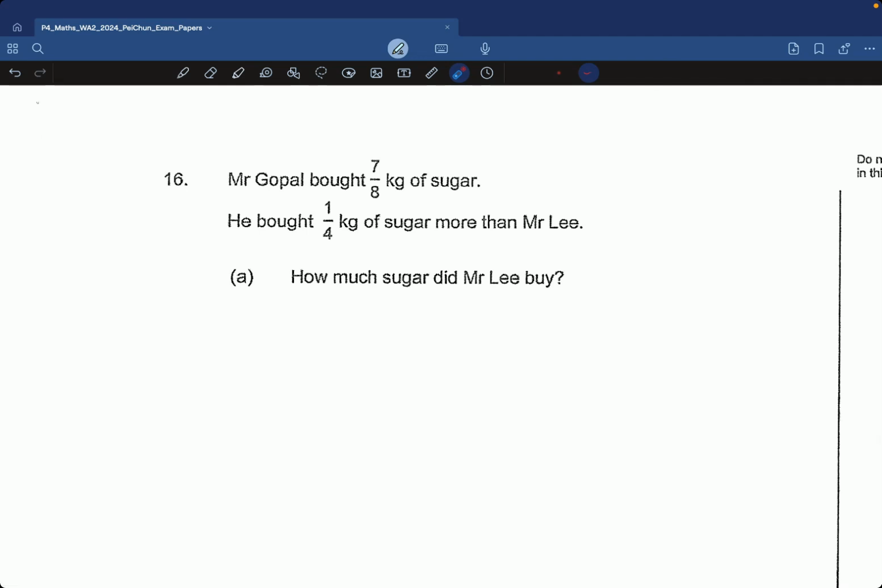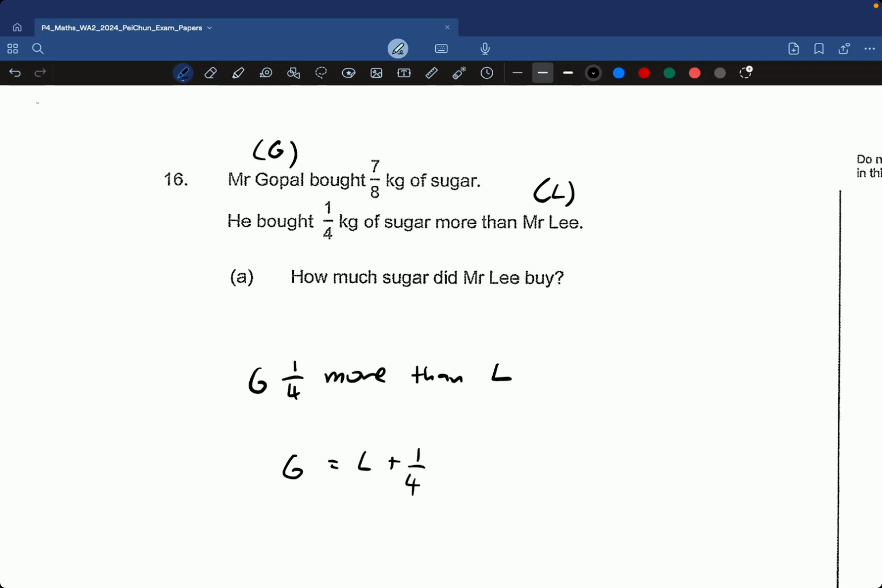Mr. Gopal over here bought 7 over 8 kg of sugar. He bought 1 over 4 kg sugar more than Mr. Lee. So what does this mean? So when we say, for example, Gopal is G, I'm going to put here G and Mr. Lee is L. When G is 1 over 4 more than L, that means G is equal to L plus 1 over 4.